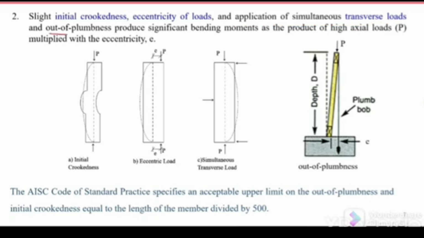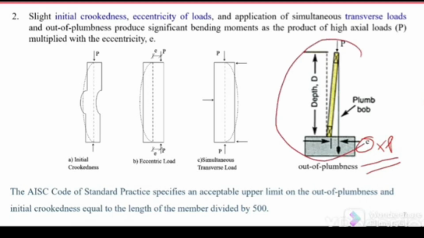The next is out-of-plumbness. If the column is not straight, not vertical, then the line of action of load and the centroid of the column are away from each other at the bottom of the column. Here exists eccentricity E. This eccentricity E times the applied load P will generate a bending moment in the column. So if the column is not straight, if it is out of plumb, again there exists eccentricity and this eccentricity will generate bending moment in the column.